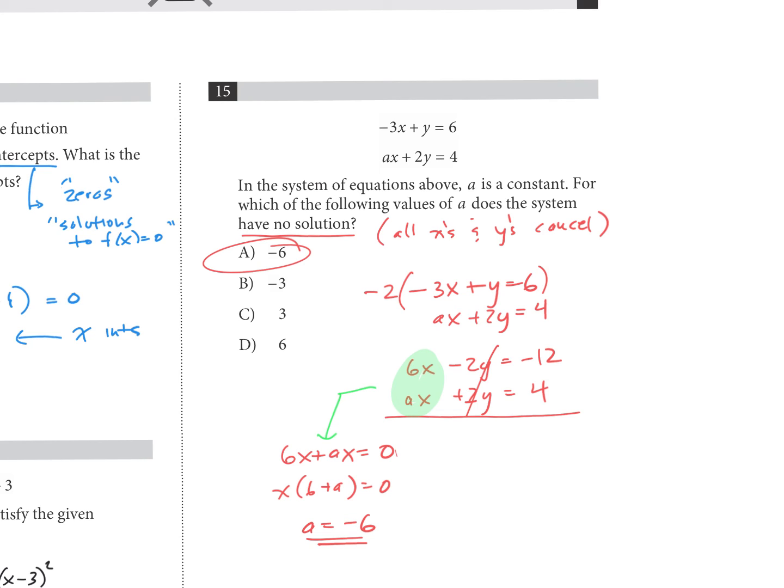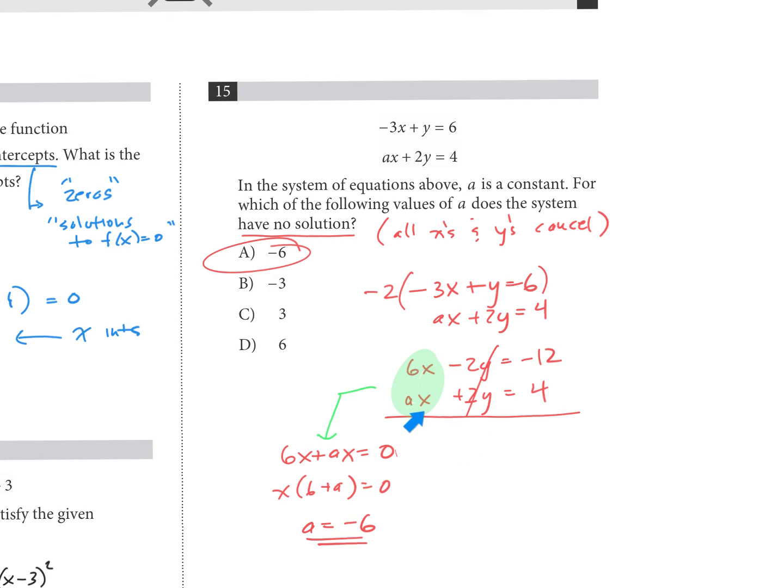That's not true. So in order to make that happen, I looked at, well, in order for every x and y to cancel, I got to make these y's opposite. So I chose to multiply the top equation by negative 2. That gave me negative 2 times negative 3 is 6. Negative 2 times y is negative 2y, and negative 2 times 6 is negative 12. The bottom equation I didn't touch, but now I'm looking at this and I'm like, well, yeah, negative 2y plus 2y cancels to make 0.